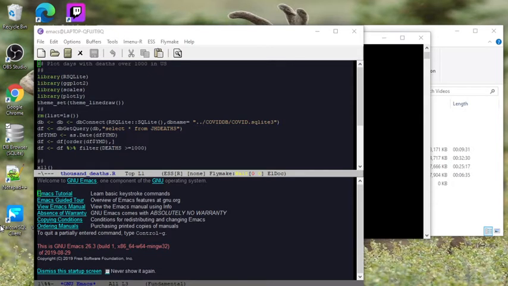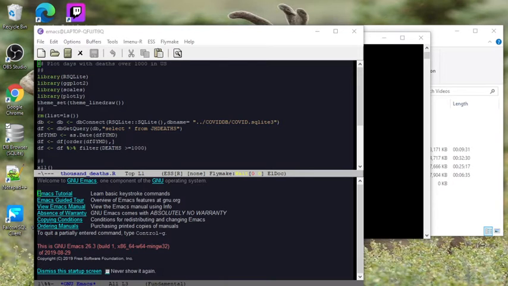I'm going to use a histogram to plot the distribution of the number of deaths, and I'm going to do a simple column plot, which is going to plot the days when the deaths were 1,000 or greater. The plots are very simple. The code's very simple. A couple of libraries, nothing tricky here.